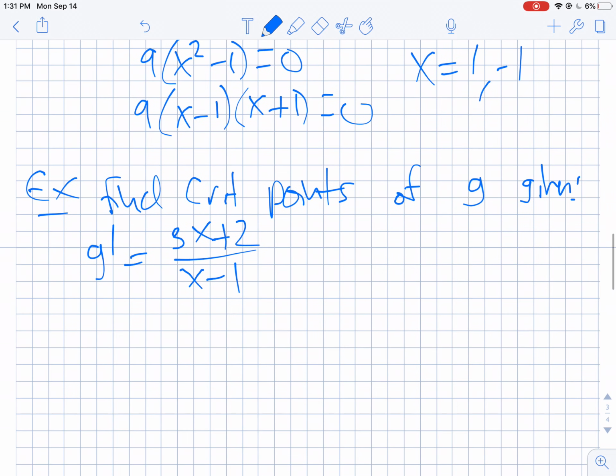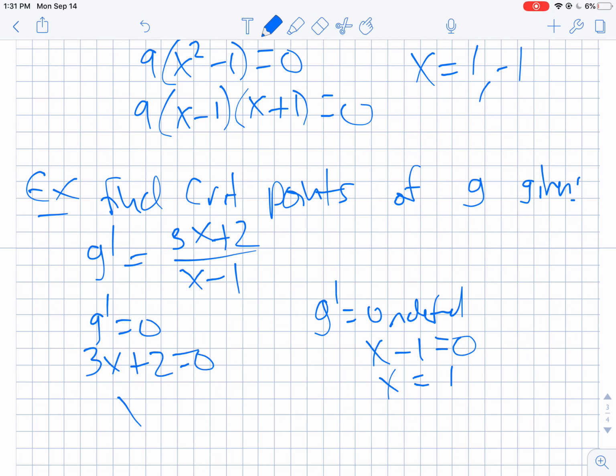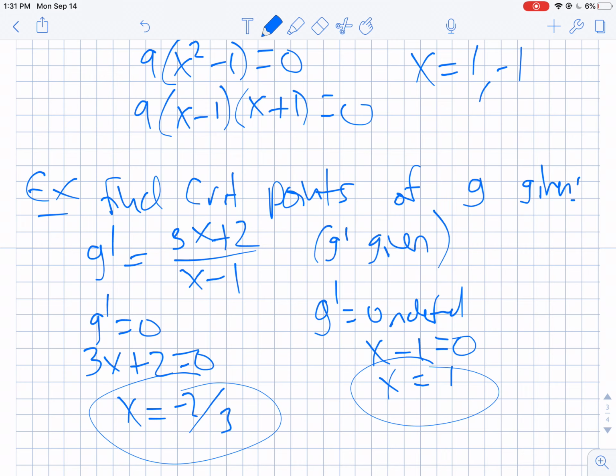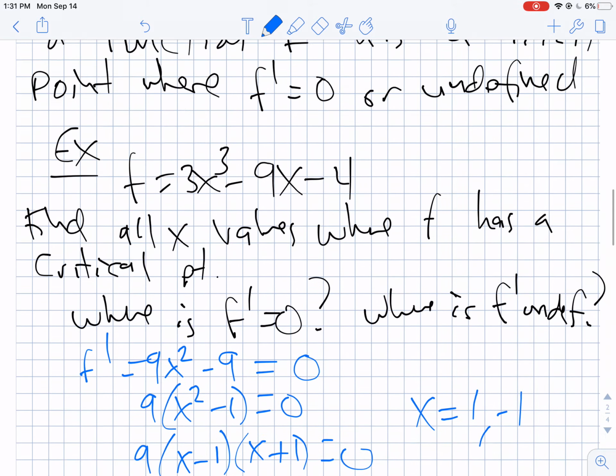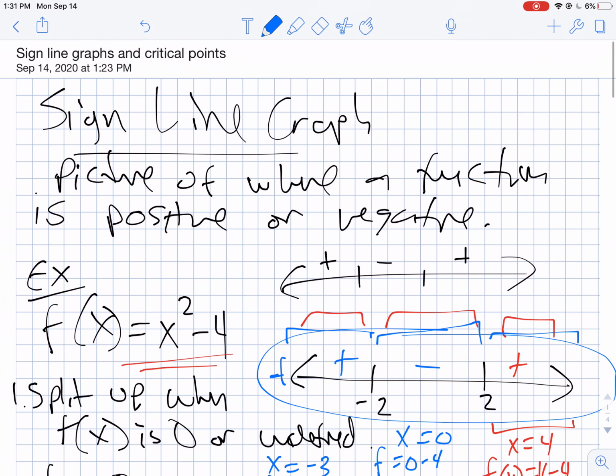Okay, so again, we check to see where does g prime equal 0, where is g prime undefined. So it's undefined when x minus 1 is 0, so at x equals 1. The first derivative is 0 when the top equals 0, so that's x equals negative 2/3. So those are your critical points, right? They already gave you the derivative, so we didn't have to find a derivative, right? The g prime was given here. Okay, so that's how we find critical points, and at the top, we talked about how to draw sign line graphs of a function, and this is going to be a great setup for the next video.